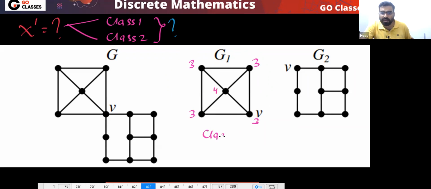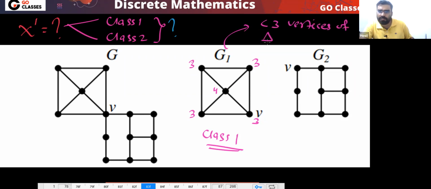So this is your class 1, right? This is the class 1 because for this graph I can say there are less than 3 vertices of maximum degree. So this graph is actually class 1.